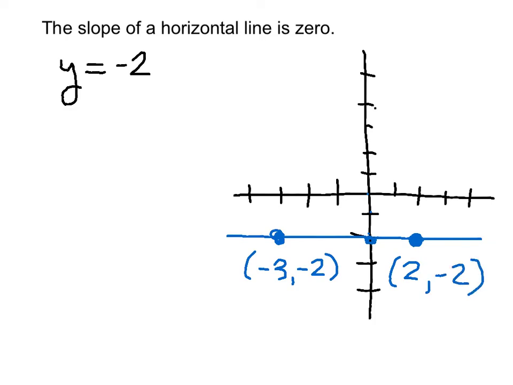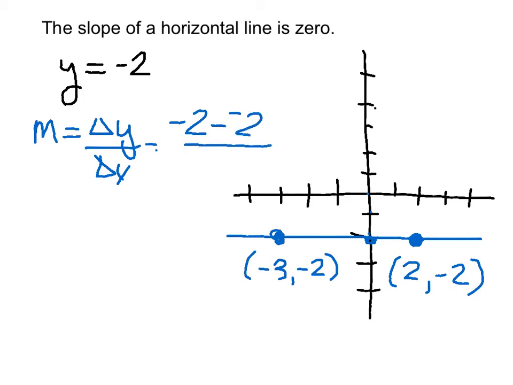and 2, negative 2. Calculate my slope. Change in y over change in x. Negative 2 minus a negative 2 over negative 3 minus 2. It does not matter what order you subtract in as long as you're consistent. I did negative 2 minus negative 2 over negative 3 minus 2.